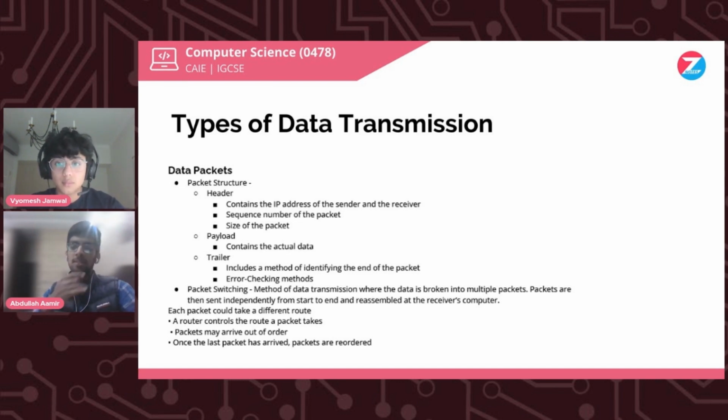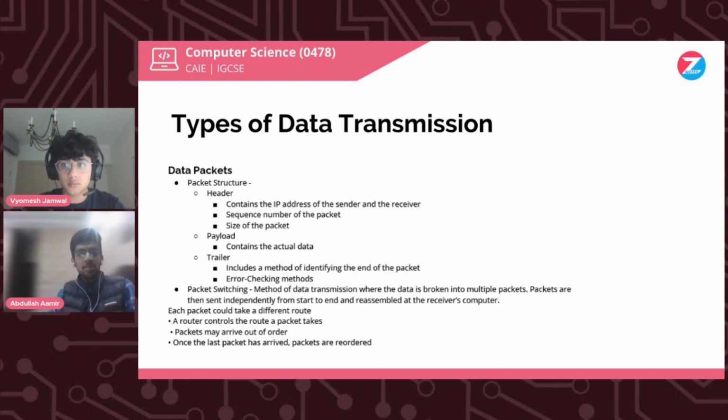Now, packet switching is the method that is used when transmitting data. In this method, the data is broken into multiple packets, as I've said, and then the packets are sent one by one independently from start to end, and reassembled at the receiver's computer. Let's say the data that I just showed you is divided into multiple packets, and each packet is sent individually to the receiver. As it has a sequence number and an IP address, it is able to go to the receiver, and the receiver will be able to sort the packets in the right order again and have the correct data back.